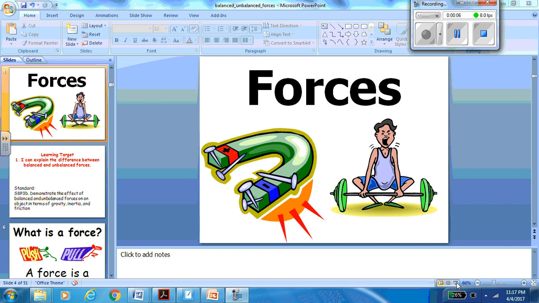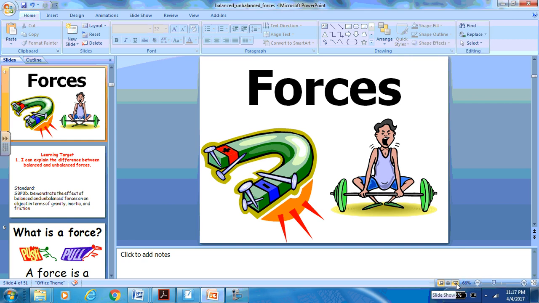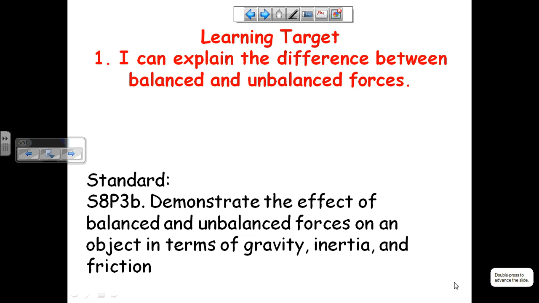In this particular lesson, we're going to be focusing mainly on the difference between a balanced and an unbalanced force. So our learning target is: I can explain the difference between balanced and unbalanced forces. The standard that we're looking at states: demonstrate the effect of balanced and unbalanced forces on an object in terms of gravity, inertia, and friction.